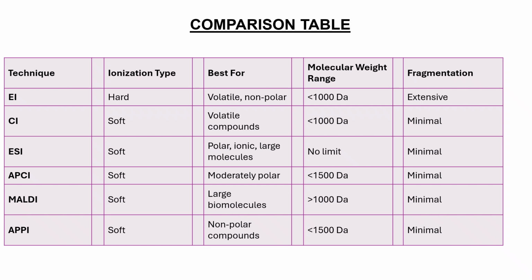ESI is again soft, perfect for polar and ionic molecules of any size with minimal fragmentation. APCI is soft, works well with moderately polar compounds under 1500 Daltons and minimal fragmentation. MALDI is soft, excellent for large biomolecules over 1000 Daltons, and here also you'll find very minimal fragmentation. APPI, the last one, is also soft ionization designed for non-polar compounds under 1500 Daltons, also with minimal fragmentation. So you can see each technique has its sweet spot.